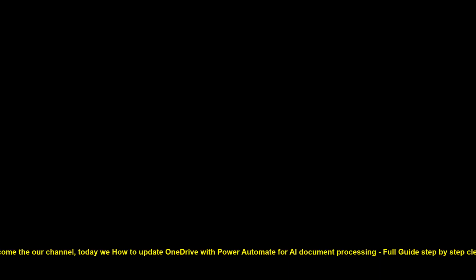To begin, open your Power Automate application. From the dashboard, select Create to start a new flow. Choose Automated Cloud Flow to trigger the process automatically. Give your flow a descriptive name for easy identification.